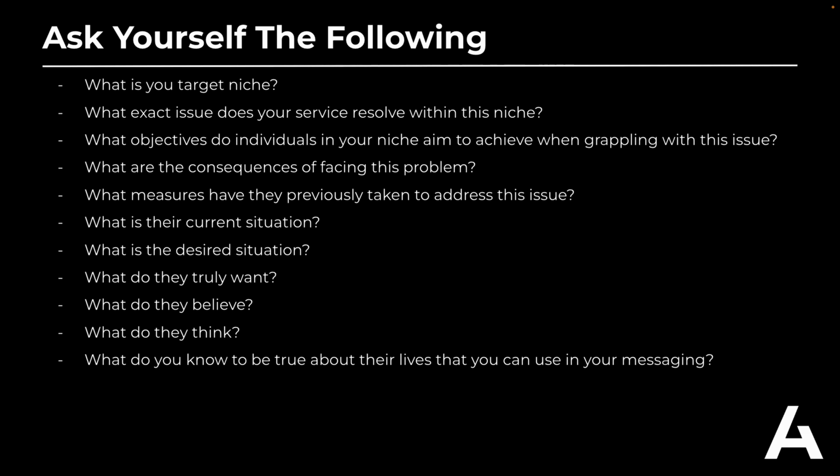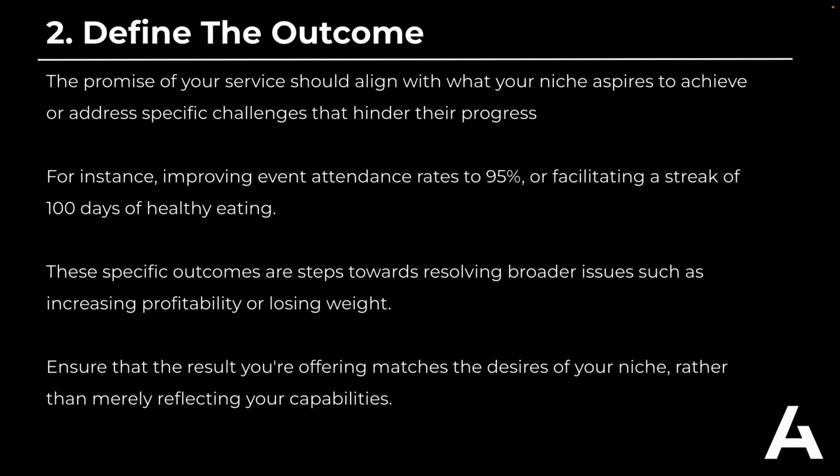So very related to the Hormozi lesson and very related to the niche lesson, you need to ask yourself all of these questions. Number 2, define the outcome. The promise of your service should align with what your niche aspires to achieve or address specific challenges that hinder their progress. For instance, improving event attendance rates to 95% or facilitating a streak of 100 days of healthy eating. These specific outcomes are steps towards resolving broader issues such as increasing profitability or losing weight. Ensure that the result you're offering matches the desires of your niche rather than merely reflecting your capabilities.